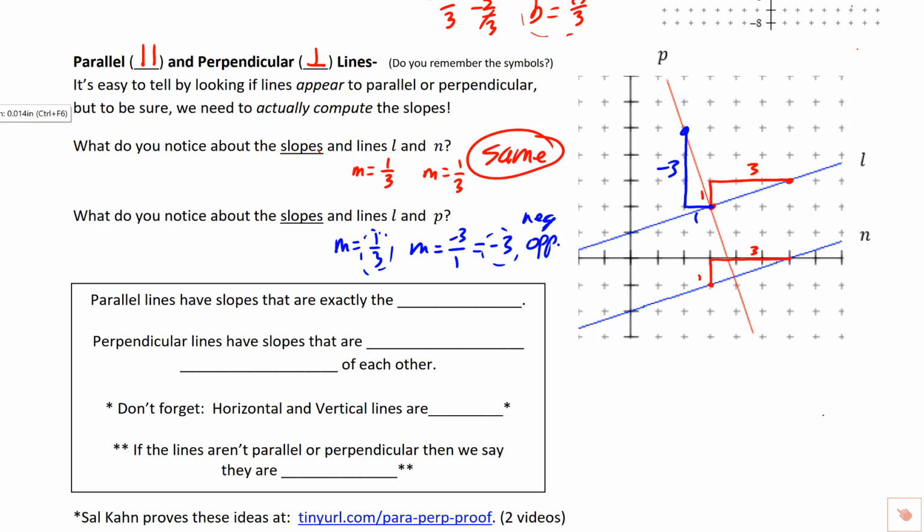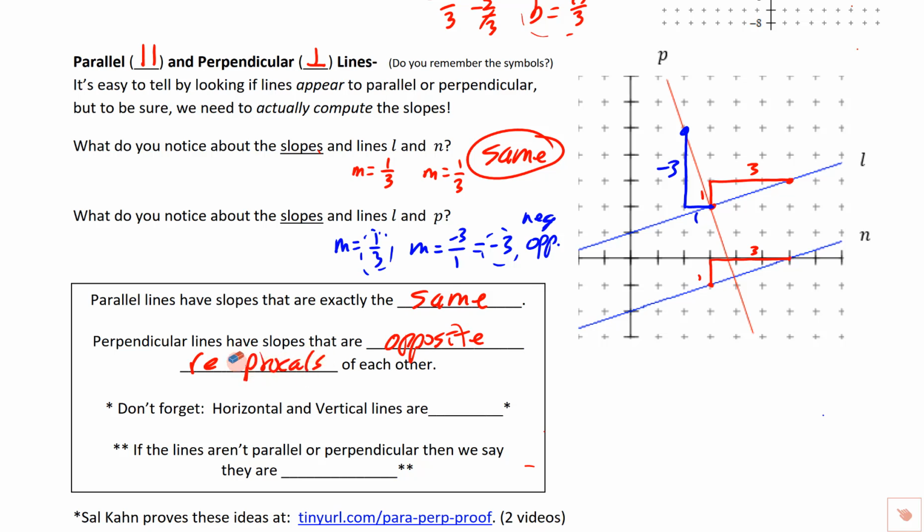This is how we typically talk about parallel and perpendicular. Parallel lines have slopes that are exactly the same. So they're identical in every way. Same sign, same numbers, same fraction. And then if they're perpendicular, they have slopes that are, some fancy words here, opposite reciprocals.